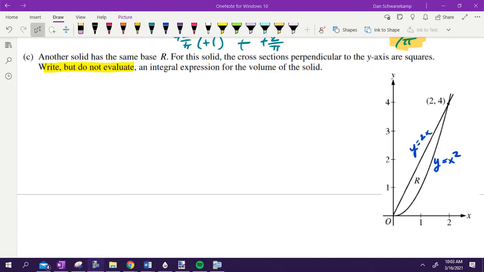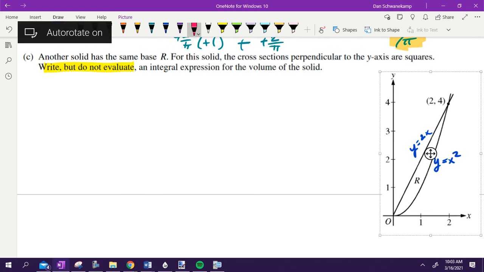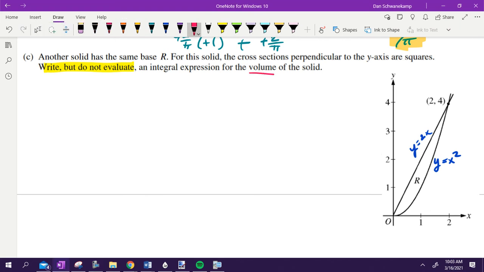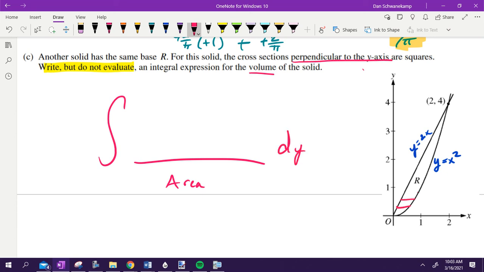All right, we are writing but not evaluating the volume of a solid. Cool. As soon as I read the phrase volume of a solid, how do we find volume? By integrating the area. We are going perpendicular to the y-axis. So if I'm perpendicular to the y-axis, is this a dx or a dy problem? dy, I'm drawing horizontal lines. I'm going this way across my graph, right to left, right to left, right to left. What are my bounds going to be? 0 to 4. You score 1 point if you wrote that right there on your paper.